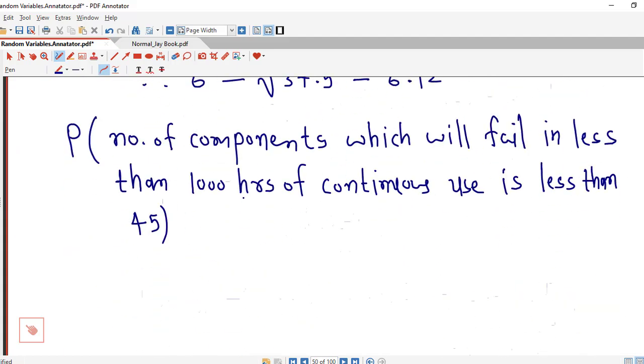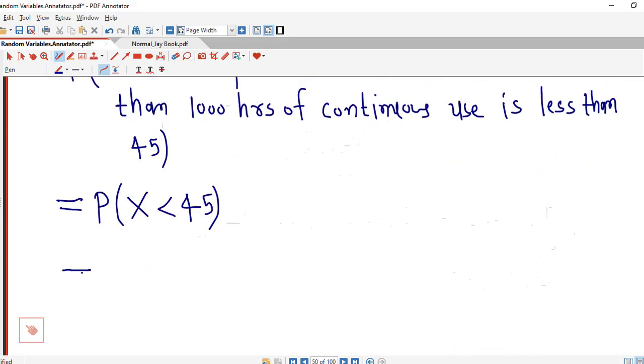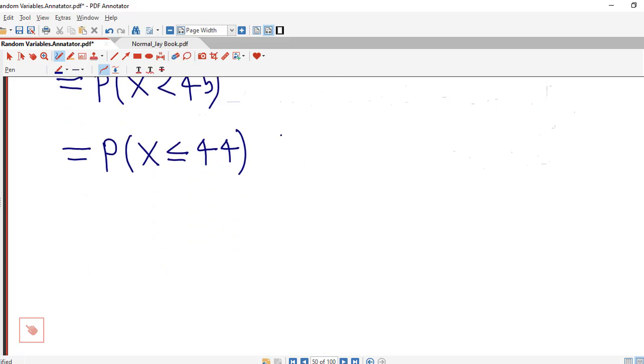So this is nothing but the probability that capital X is strictly less than 45. Now here capital X is a discrete random variable, so this is equivalent to capital X less than or equal to 44. Now using continuity correction, this is approximately equal to the probability that the normal random variable is less than or equal to 44 plus 0.5.